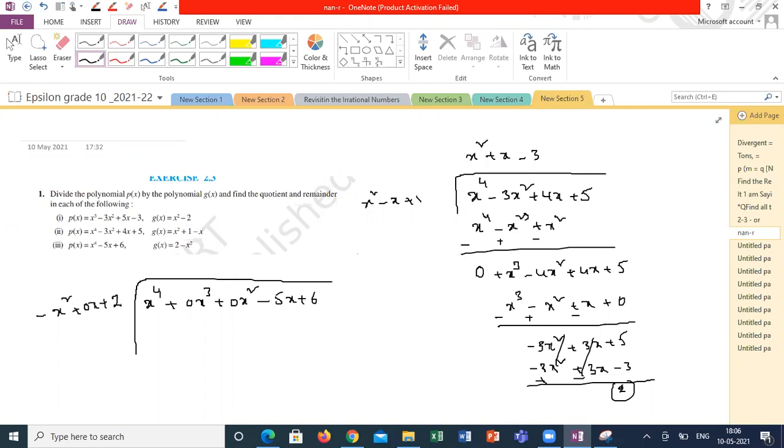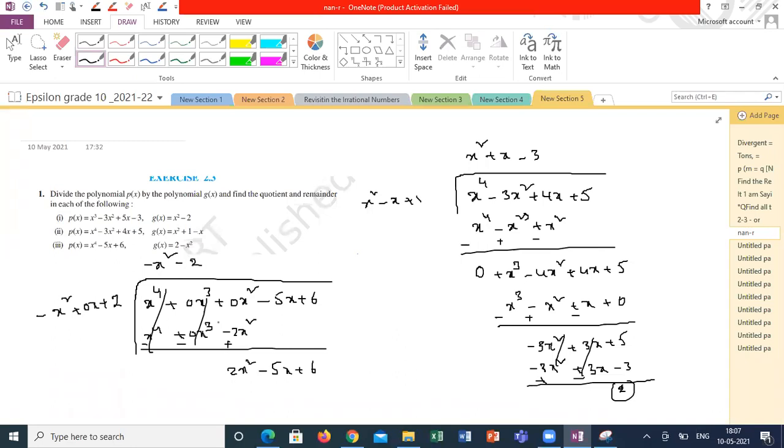Guys, anyone got the third answer? The quotient is minus x square minus 2. Yes, sir. Let's see, minus x square, if I am taking minus into minus x power 4 plus 0x cube minus 2x square, minus plus, straight away I am getting 2x square minus 5x plus 6. So the remainder is minus 5x plus 10.